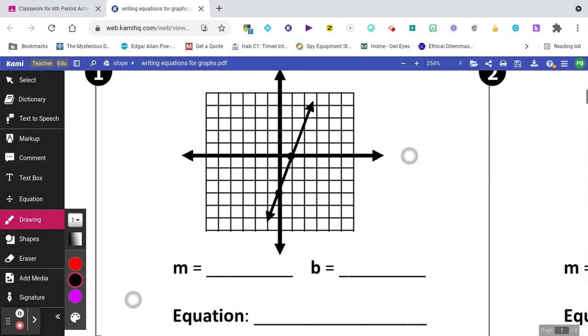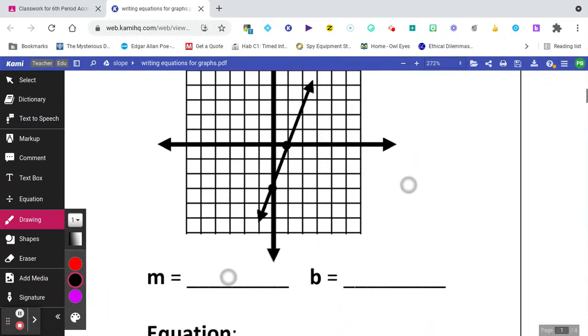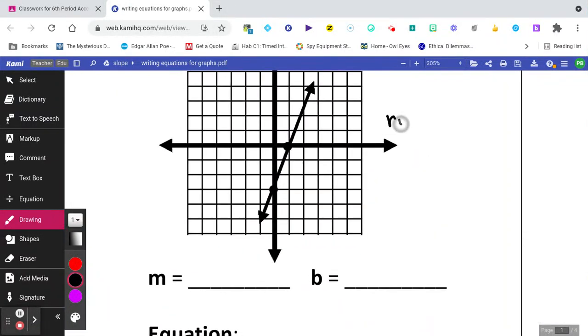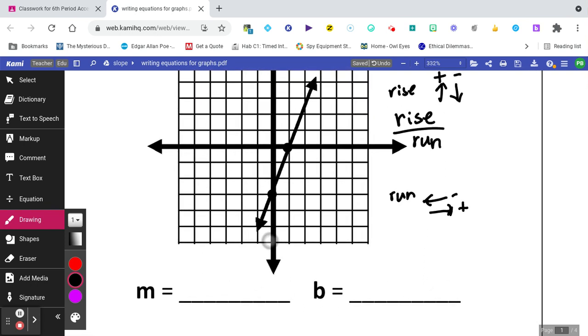All right, so on 1, I'm going to identify the slope by calculating rise over run first. Remember, a rise can go up or down. If it goes up, it's positive. Down, it's negative. A run can go left or it can go right. If it goes left, it's negative. If it goes right, it's positive. And it's like going from one destination to another. So I have a habit of starting from my bottom point. You don't have to, but that's what I do.